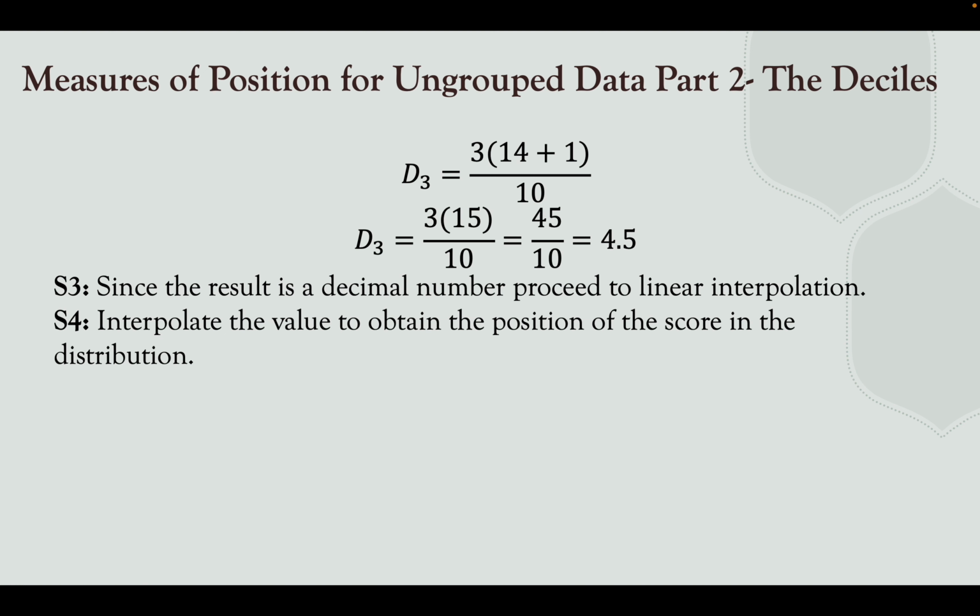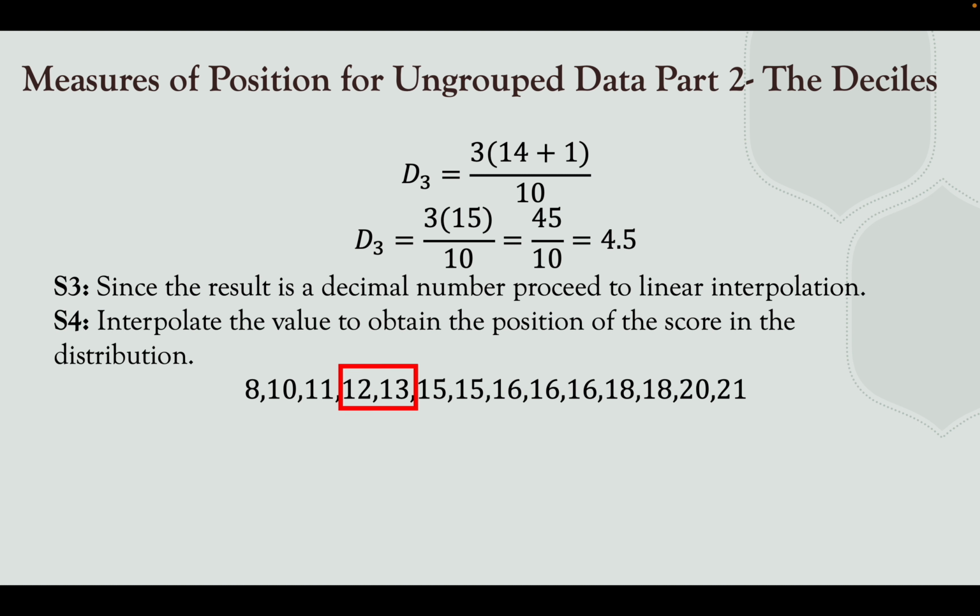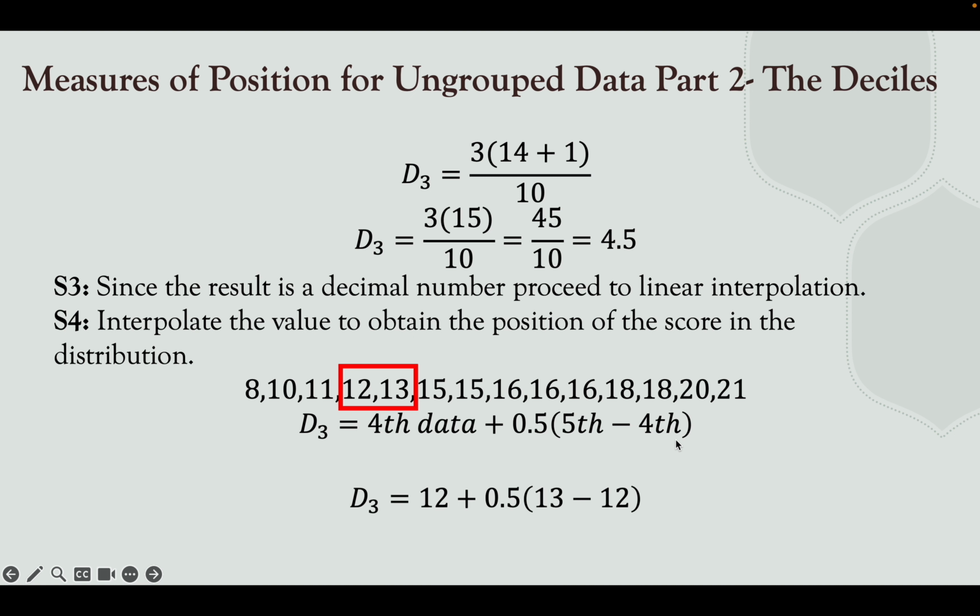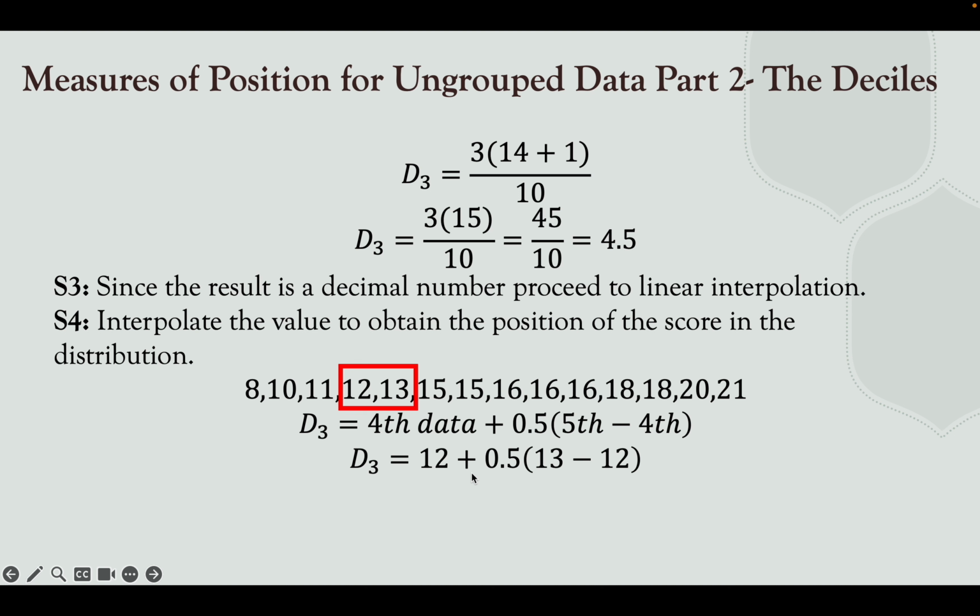Step number 4, interpolate the value of the obtained position of the score in the given distribution. What are the data in between 4.5? We have the 4th and 5th data. So 1, 2, 3, 4, 5. So D sub 3, or the third decile, is equal to the 4th data plus the decimal 0.5 times the 5th data minus the 4th data. Okay, substitute the values. Our 4th data is 12, and our 5th data is 13 here, right? Minus the 4th data is 12.